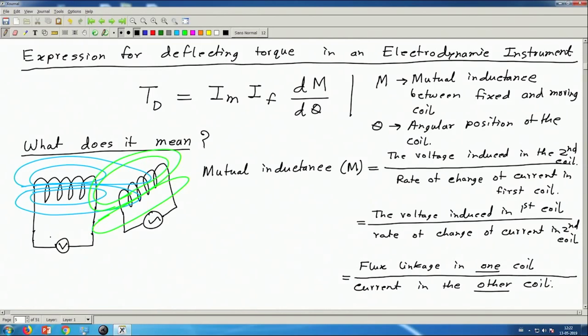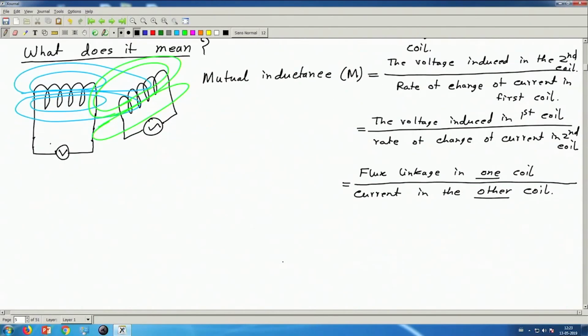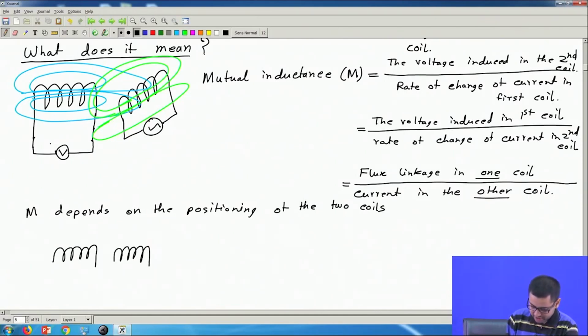So, we expect that you are already familiar with this definition. This is not a tutorial on mutual inductance, but rather a quick recapitulation. But the essential thing that I want to bring out is that M, mutual inductance, depends on the positioning of the two coils. For example, if I have two coils very close to each other, then M is high.